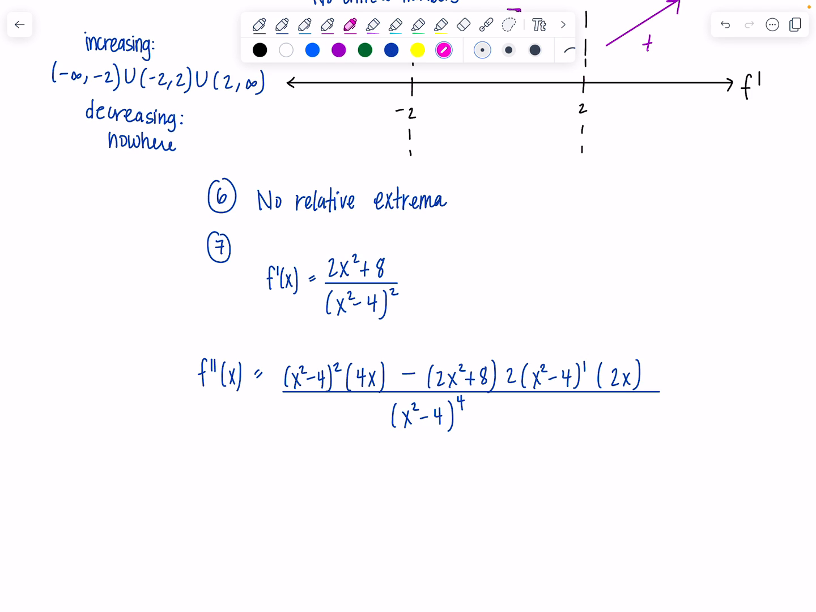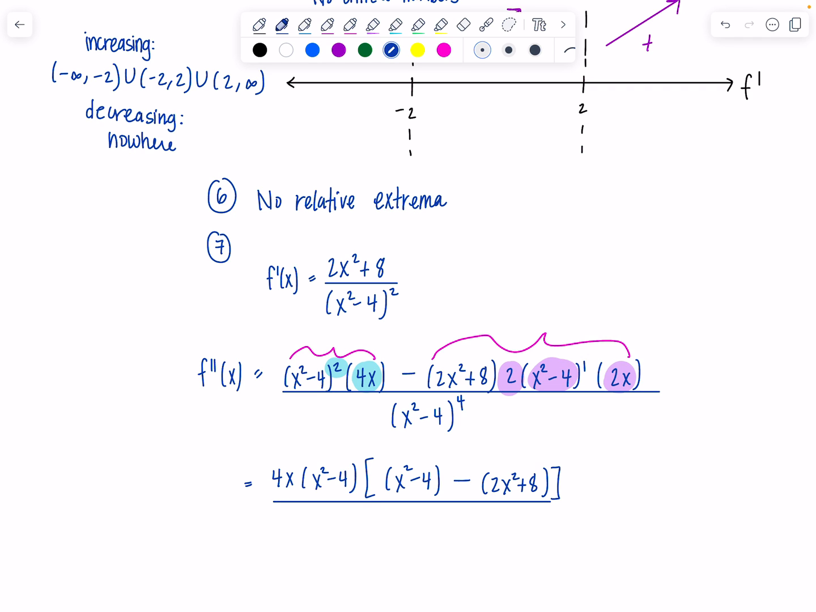Okay, from here, don't multiply the whole thing out. You'll lose your mind. Look at these two terms in the numerator. What can I factor out? I can take out 4x and 1 factor of x squared minus 4. So if I take out 4x and one of these, then I have x squared minus 4 to the first left, minus, and remember, I took out 4x, so that's gone, that's gone. I just have 2x squared plus 8. Make sure you keep the parentheses. Over x squared minus 4 to the fourth.